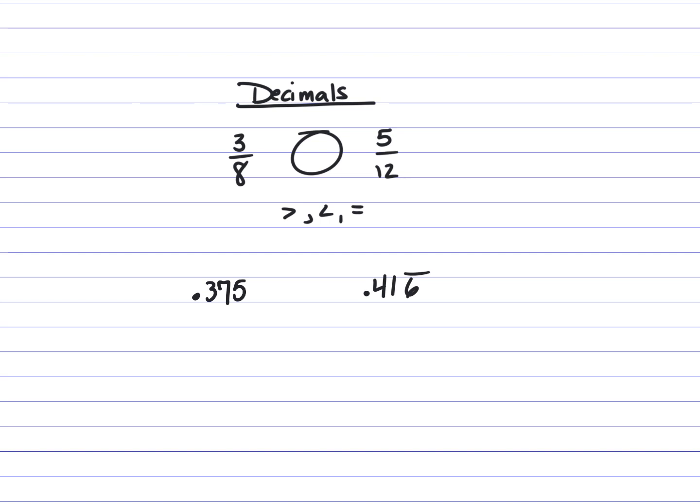Now we're comparing decimals. This is a little bit easier because we can use the place values. So we're going to first look at the tens place. And the tens place, on the left, I have a 3, and on the right, I have a 4. Which one's bigger? Well, 4 is always bigger than 3. So 5/12 is greater than 3/8.